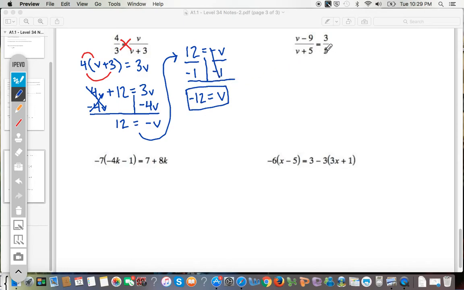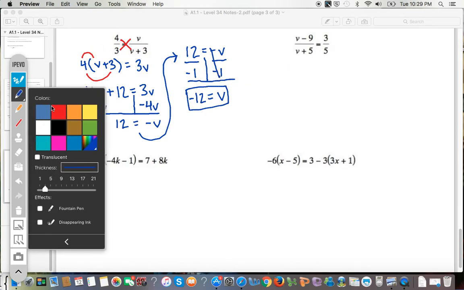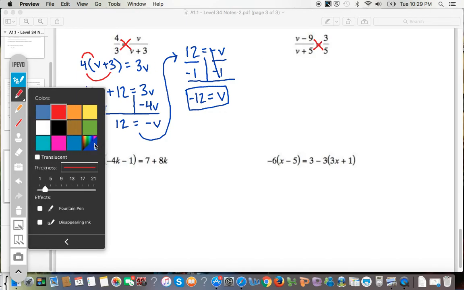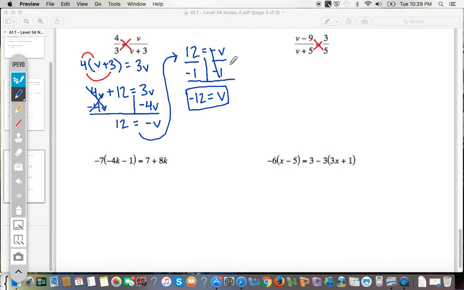Nice job. Okay. Go over to this one. Now I have a proportion. So I'll line up what I need to multiply. So I have 5 times v minus 9 equals 3 times v plus 5.